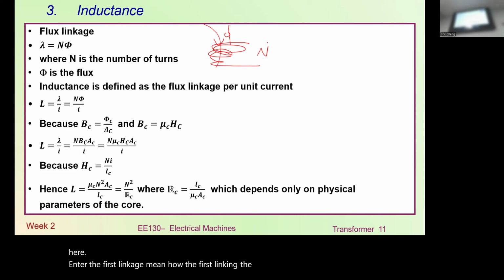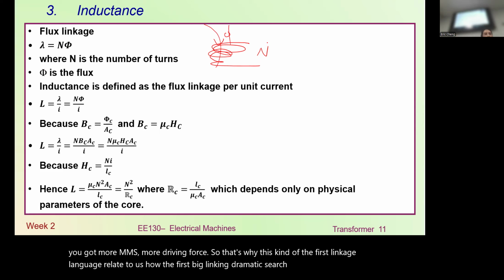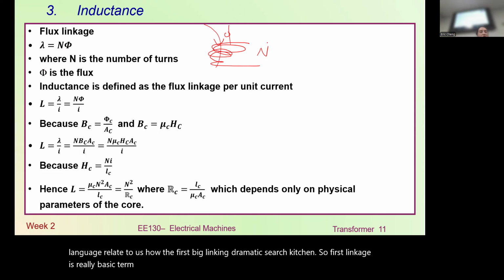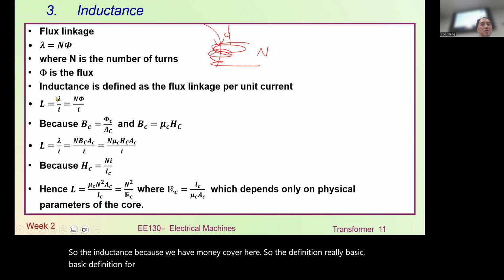So more linkage, you get more MMF, more driving force. That's why the flux linkage mainly relates to how the flux is linking to the magnetic circuitry. So flux linkage is a really basic term in electromagnetics, meaning how the flux is linked to a number of turns in a closed system. So for inductance, because we have many coils here, the really basic definition of inductance is the flux linkage per unit current.